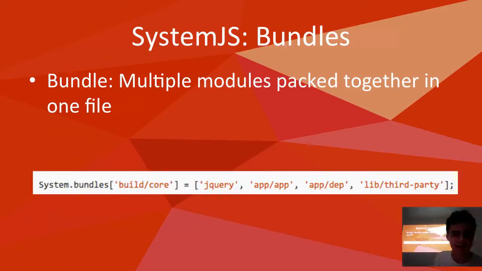Okay. Another cool feature is bundles. In this example, I have the build core bundle. This module is a file under build core.js. It loads build core.js, and it loads that file if it needs either jQuery, app/app, app-dep, or lib/third-party. If it needs any of those 4 modules, then it fetches the bundle. If it's already fetched, then it has it already.